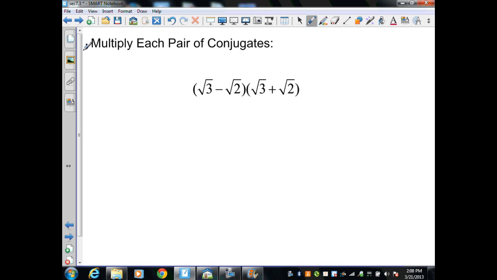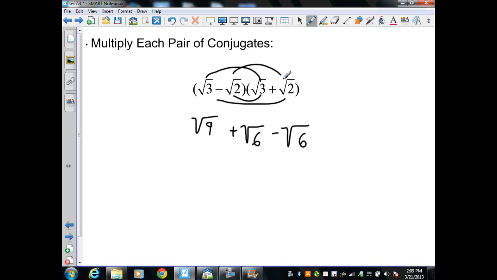Again, I want to multiply each pair of conjugates. If this expression was in the denominator of a fraction, I'd need to multiply the top of that fraction and the bottom of the fraction by its conjugate. Its conjugate is the same expression, except I changed the sign. Now all I need to do is to FOIL that expression. First term, square root of 3 times square root of 3 is the square root of 9. My outer term is a positive square root of 6. My inner term is a negative square root of 6. And my last term is a negative square root of 4.